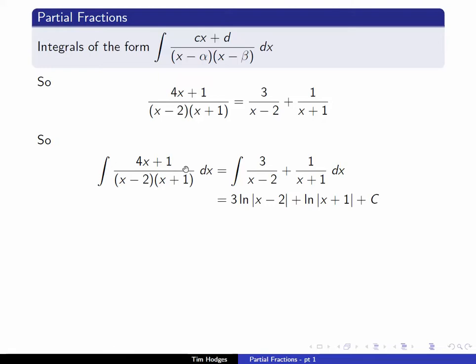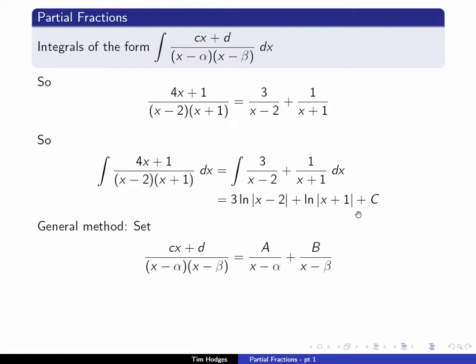So now we can find our integral. It's the integral of 3 over x minus 2 plus 1 over x plus 1, and that's just 3 log(x minus 2) plus log(x plus 1). So this is the general method.